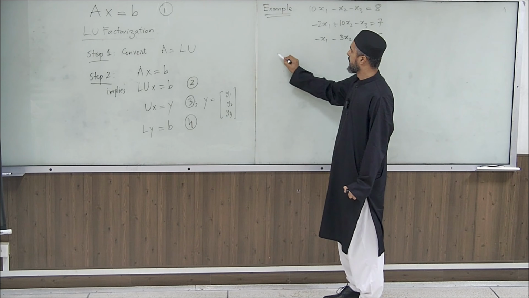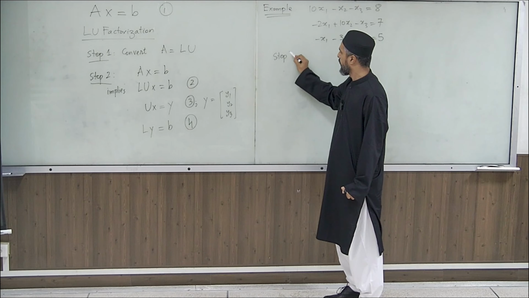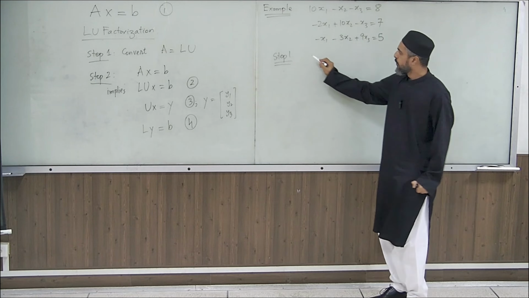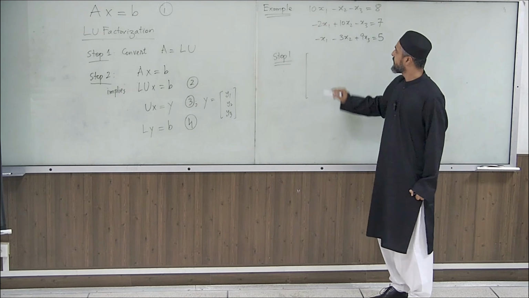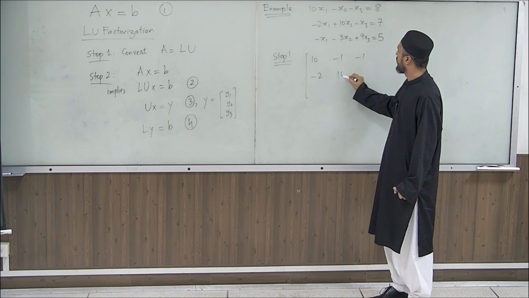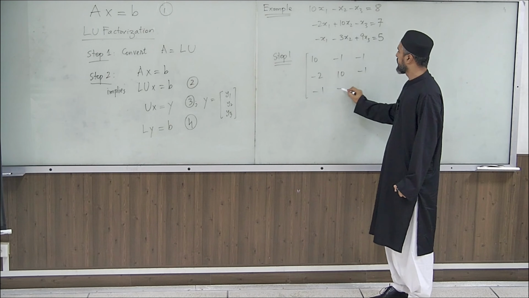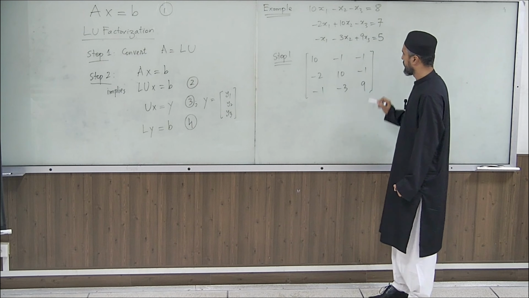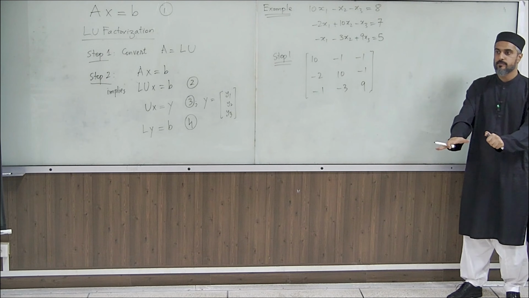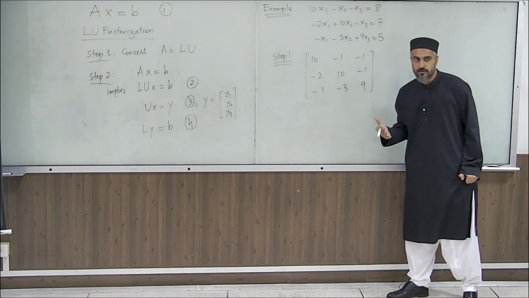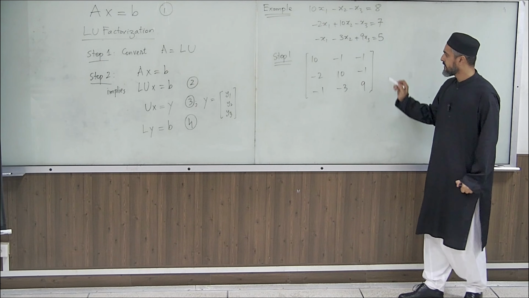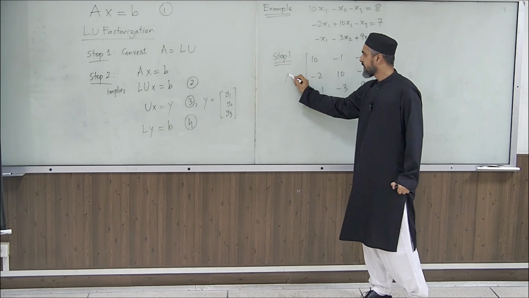Now, what is step number one? Step number one is to convert the coefficient matrix into an LU form. What is the coefficient matrix? It is 10, minus 1, minus 1, minus 2, 10, minus 1, minus 1, minus 3, and 9. So we start not with an augmented matrix, but with the coefficient matrix. We'll see later on that this is also a significance of LU factorization. This is the matrix A.